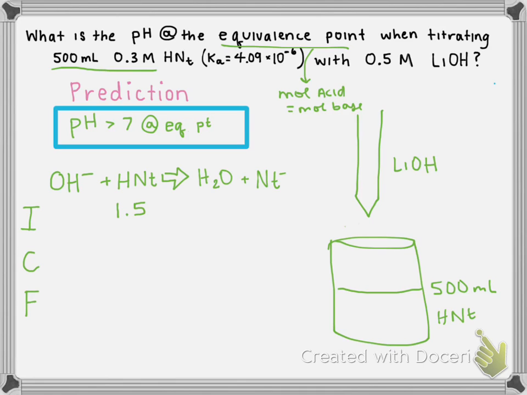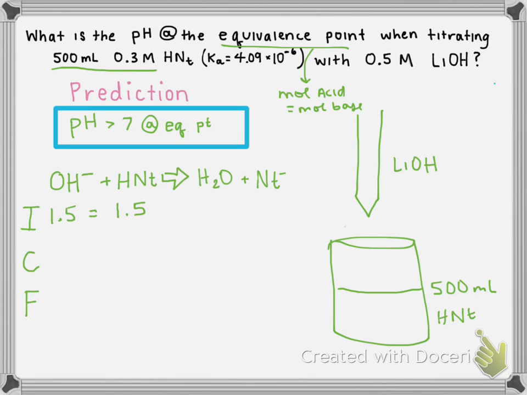So they don't give me a volume of lithium hydroxide. They just give me the concentration. And so at this point, I'm going to go ahead and say for equivalence point, I'm going to add equal moles. I'm going to have to add as much volume as it takes so that I end up with 1.5 moles of hydroxide added in. And so we're going to have to figure out what that volume is.